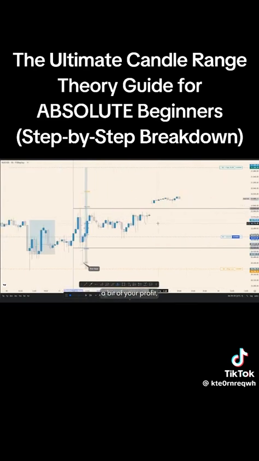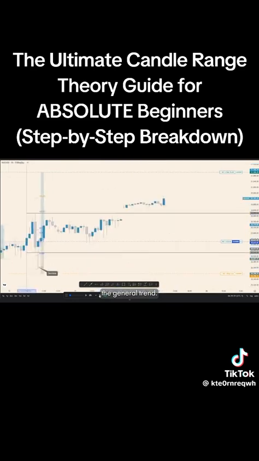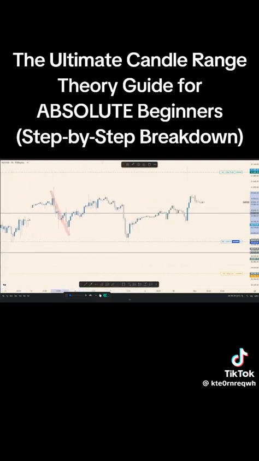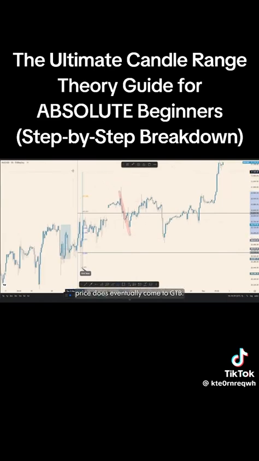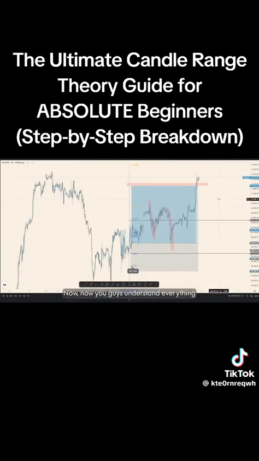It would be good to close a bit of your profits because now we have also reached another pivot point, but we are also following the general trend. I can see price then starts to pivot at this point, but let's keep this trade going on. Now, as you can see, price does eventually come to your TP. Very important that, as you can see, even the pivot still would have given you a good return rate if you're looking to trade that opposing side of range. And there you go. Now you understand everything you need to truly trade this theory.